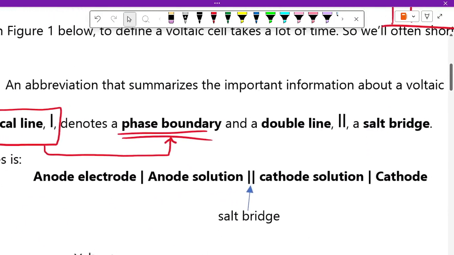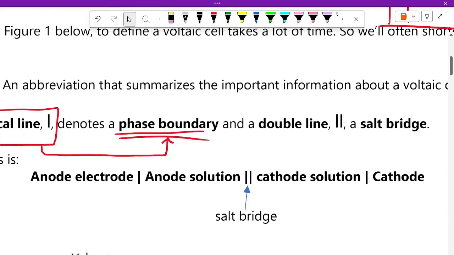The order of substances is anode, anode solution, cathode solution, cathode. Okay? So it is in alphabetical order. It's also the order in which electrons flow. So electrons are going to flow from the left one to the right one. Oh, I need to fix that. That should be a capital.